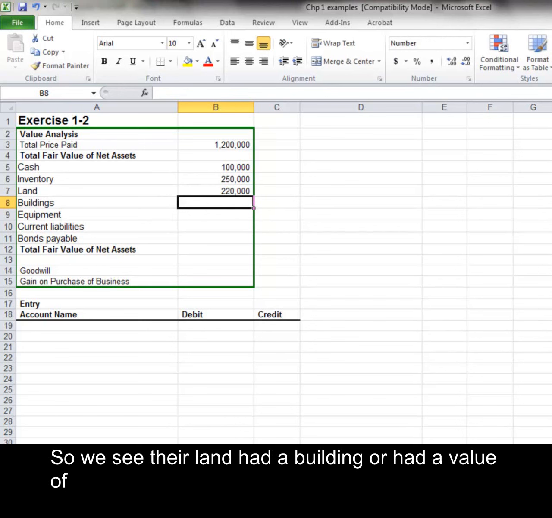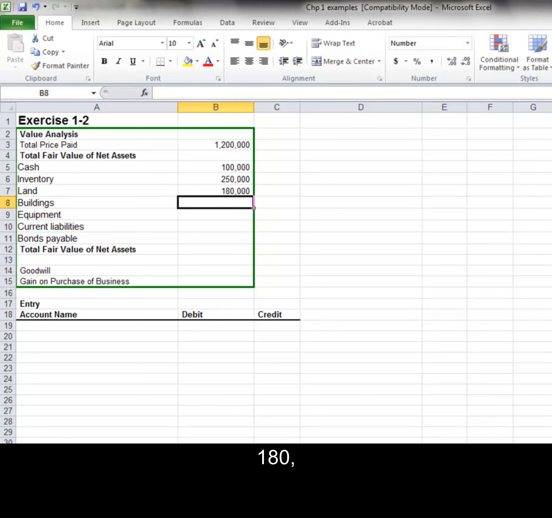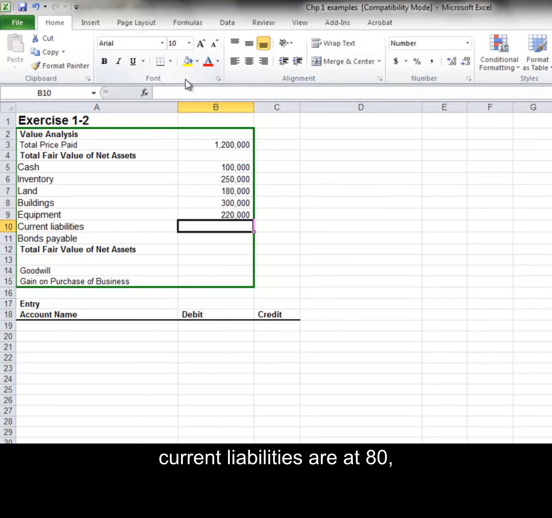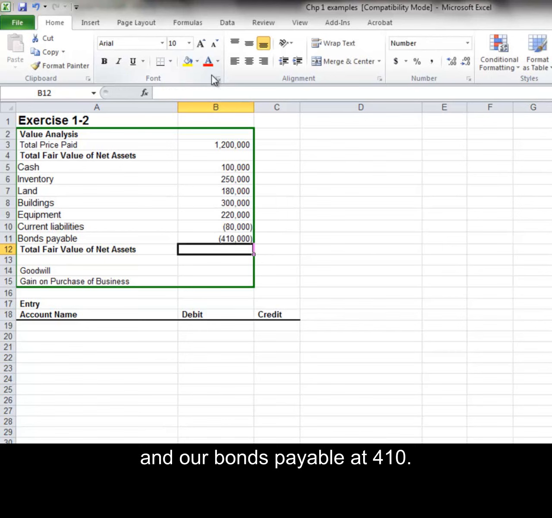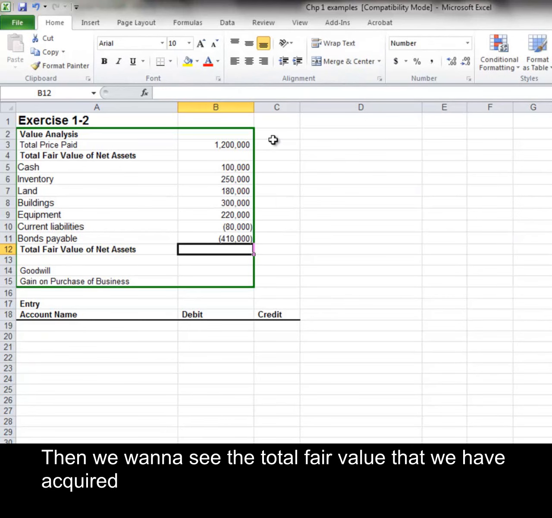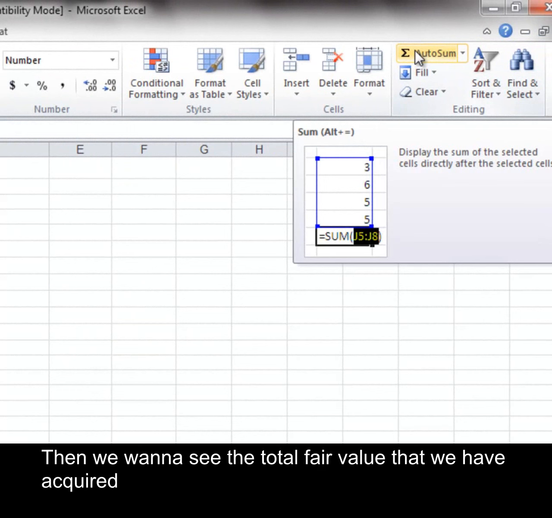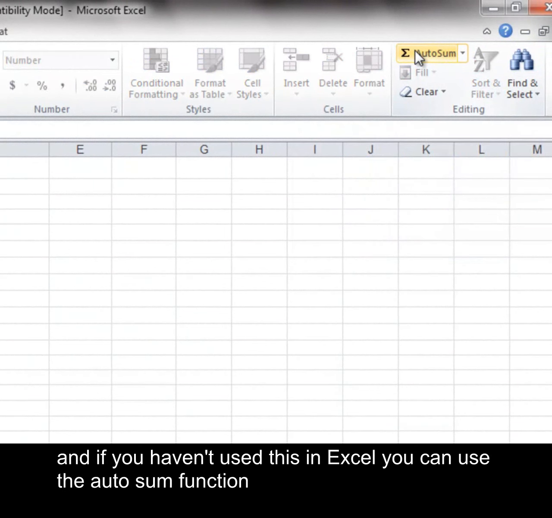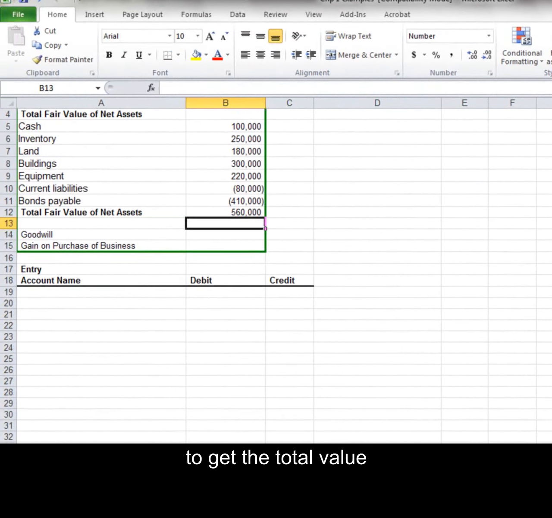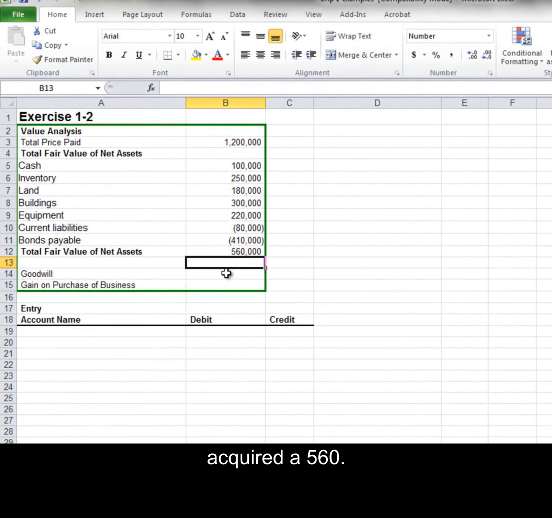We see there land had a value of 180. Buildings are 300. Equipment is 220. Current liabilities are at 80 and our bonds payable at 410. Then we want to see the total fair value that we have acquired, and if you haven't used this in Excel, you can use the AutoSum function to get the total value acquired of 560.